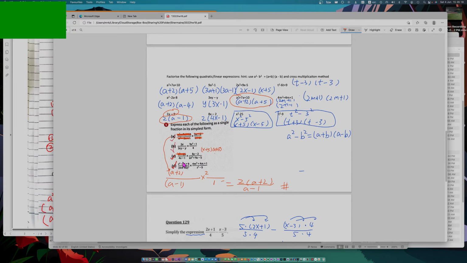Can 4x minus 1 be simplified or not? No. So just copy. 8x minus 2, I think I have it here. Do I have 2x, 9x minus 5? Have it here. Right?